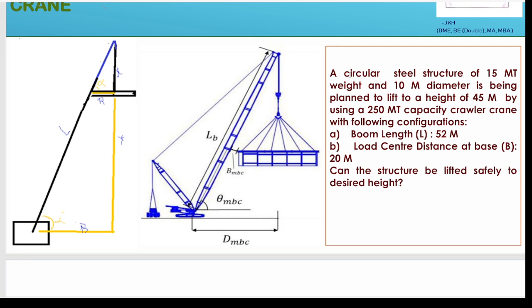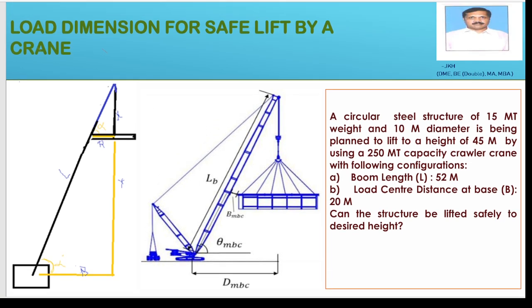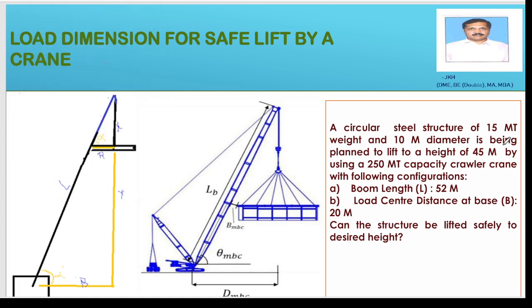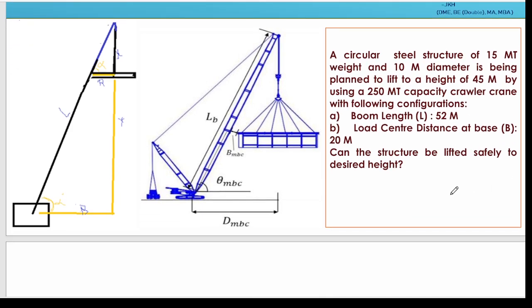Here is the question. Given a circular steel structure like this, it is being planned to lift. It is given 10-meter diameter and 15 metric ton weight, and it is to be lifted to a height of 45 meter, using a 250 metric ton crawler crane. The boom length is given 52 meter. Load center distance at the base is given 20 meter. Can the structure be lifted safely to the desired height?